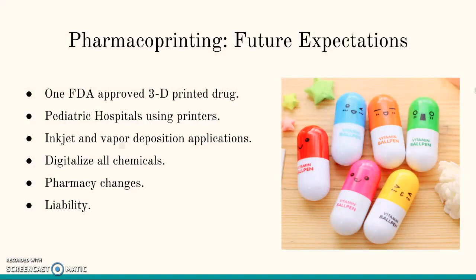There were difficulties approving Spritam since the FDA was not familiar with pharmacoprinting technologies. But now that one drug has been approved, possibilities for more 3D printed drugs are endless. For instance, in the next 5 to 10 years, it could be possible to have pediatric hospitals 3D print starfish-shaped pills for terminally ill children.